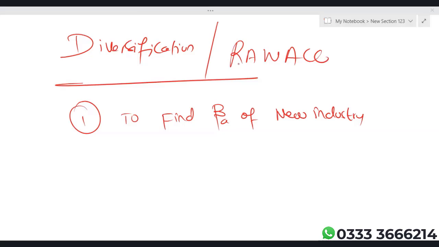Okay, diversification, risk adjusted WACC. What is the approach of calculating a risk adjusted WACC in case of diversification? Step 1 is to find beta asset of the new industry. How do we calculate beta asset of a new industry? Let's say you have calculated the beta asset of a new industry, then you will gear up with your own gearing to calculate equity beta. So basically, in case of cost of capital, the final topic which I'm going to discuss is how to calculate risk adjusted WACC when an entity is diversifying, making investment in a new industry, doing something different.